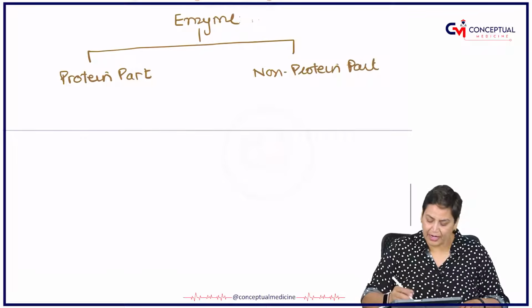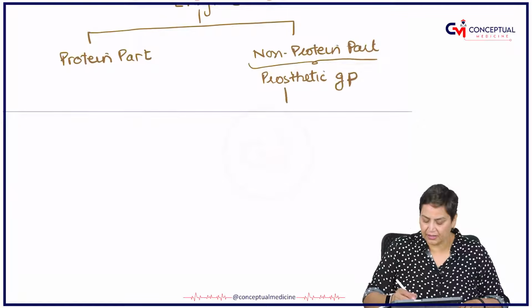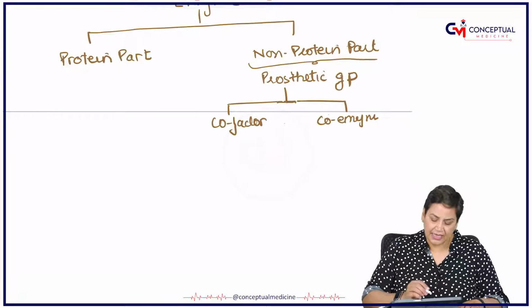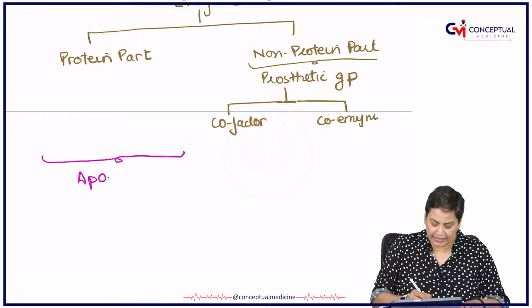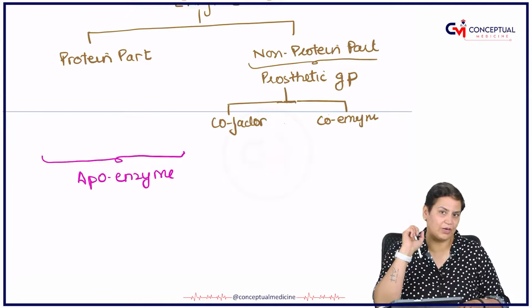This non-protein part is actually the prosthetic group, which can be either a cofactor or a coenzyme. Now the question is just the protein part of an enzyme. The protein part is known as an apoenzyme. So if somebody asks you what is an apoenzyme, an apoenzyme is simply the protein part of an enzyme.